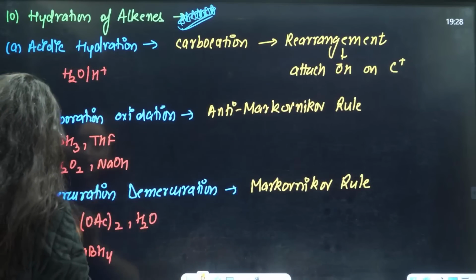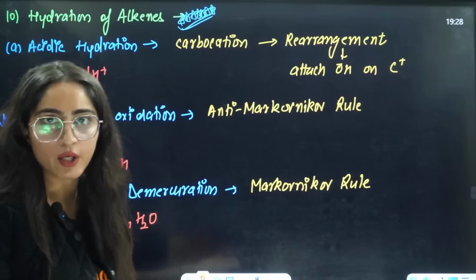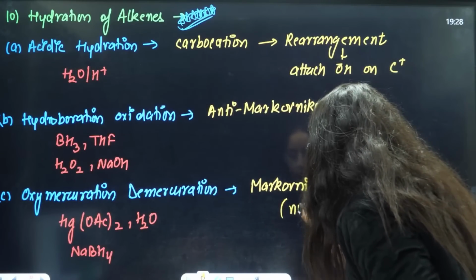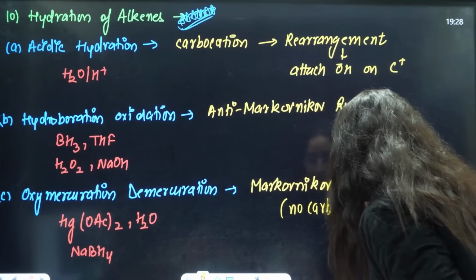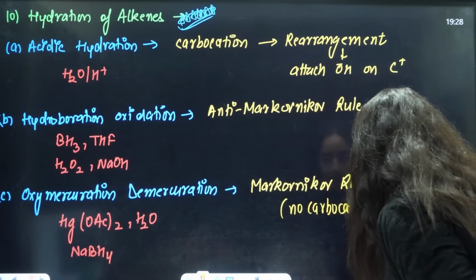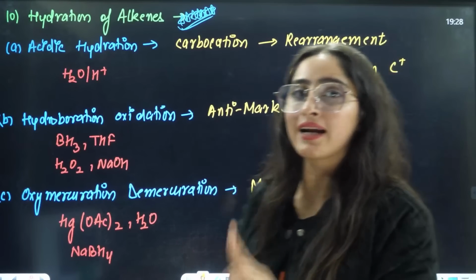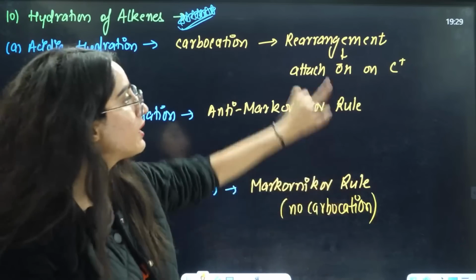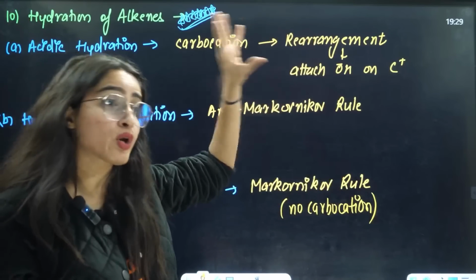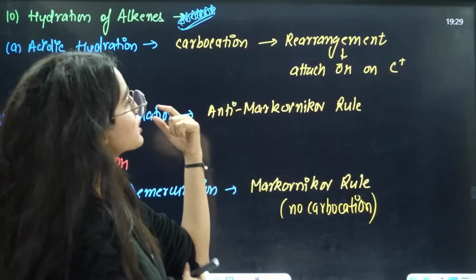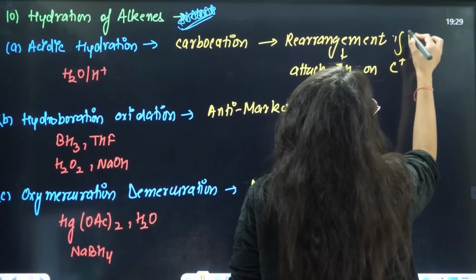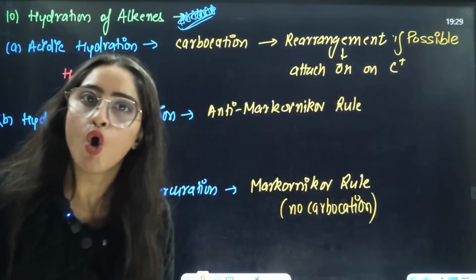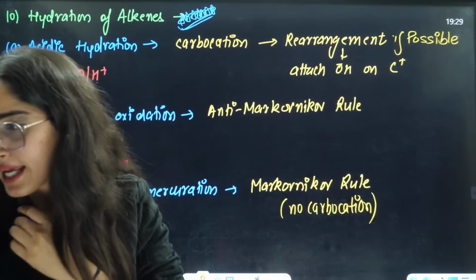And in the third, that is oxymercuration, demercuration, directly you will apply Markovnikov rule, because here you have no carbocation formation in the mechanism. That is why there is no rearrangement in this case. But in acidic hydration you have rearrangement also, if possible. You can write if possible. If it is giving more stability, only then you will have the rearrangement.